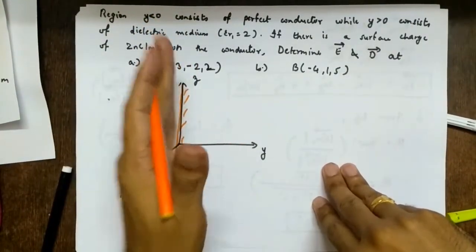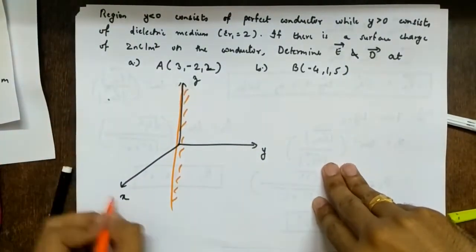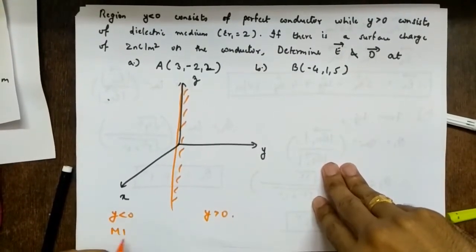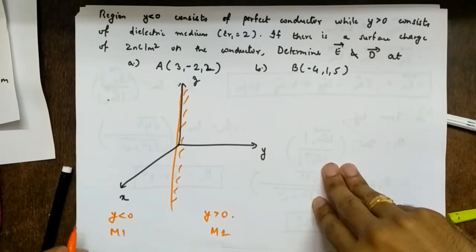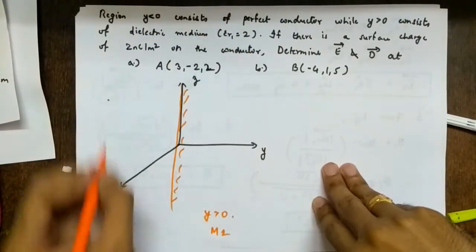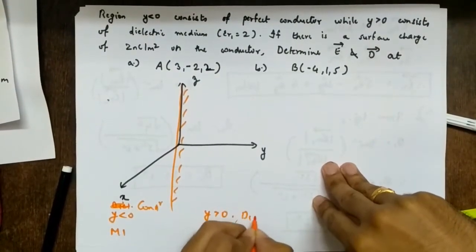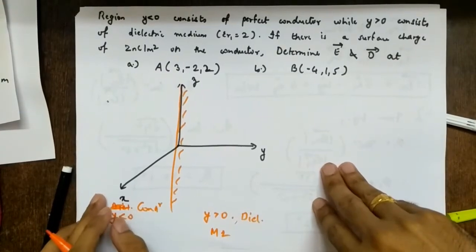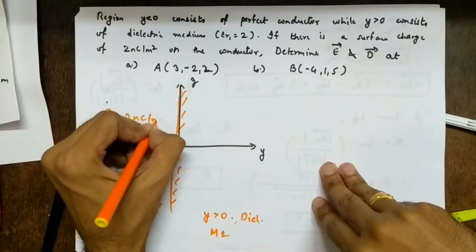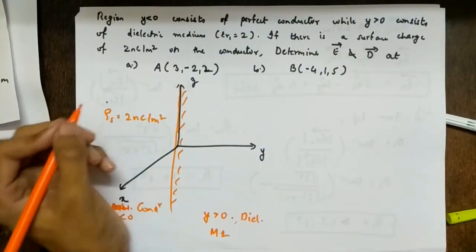So again you assume x is here in 3D, right? So this will be y less than 0. This will be y greater than 0. We have not talked anything about medium. So this is medium 1, medium 2. Y less than 0 is perfect conductor, sorry, so you cannot assume this is dielectric. This is conductor and this is dielectric, right? So for conductor we have rho s equal to 2 nanocoulomb per meter square, right? So determine E vector and D vector.